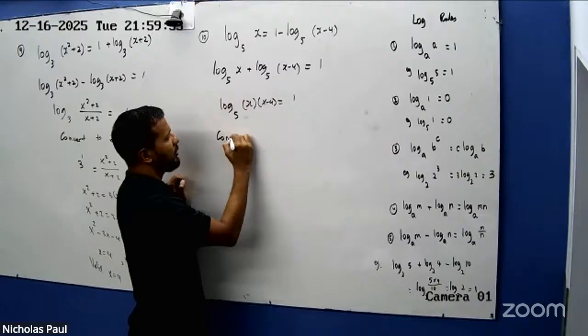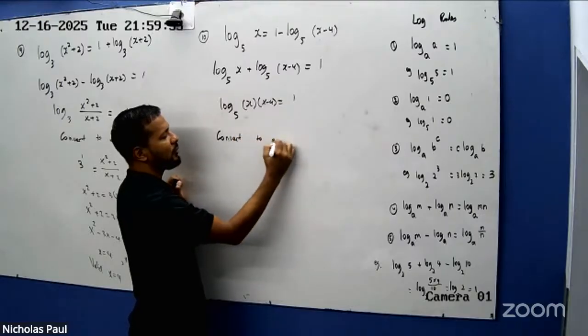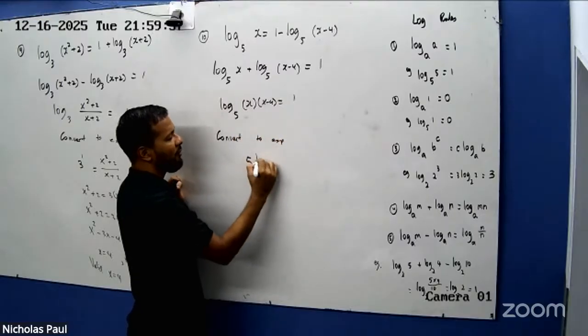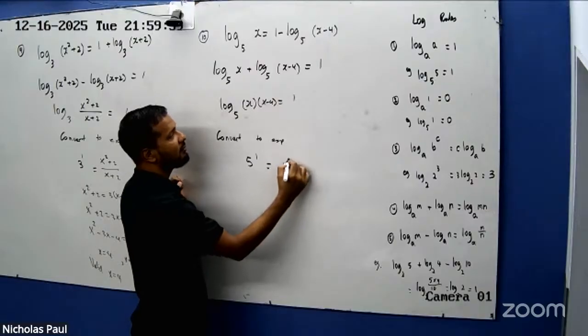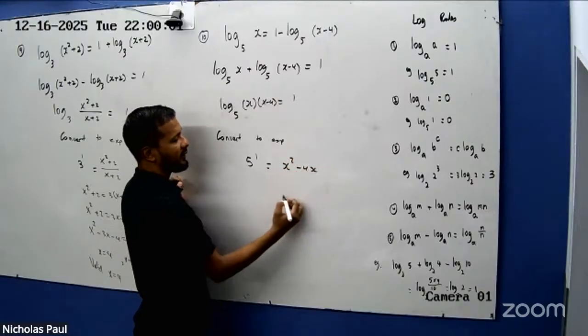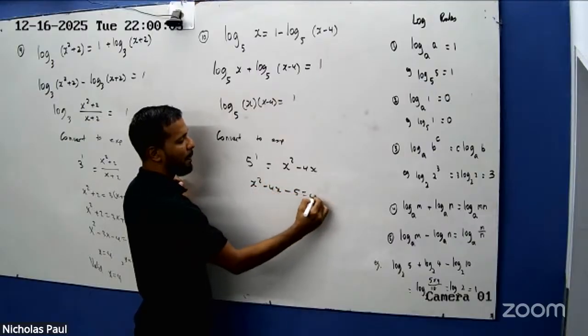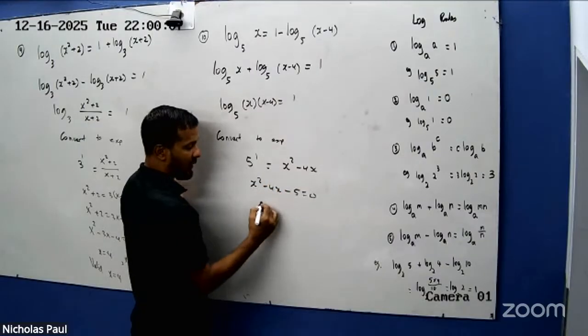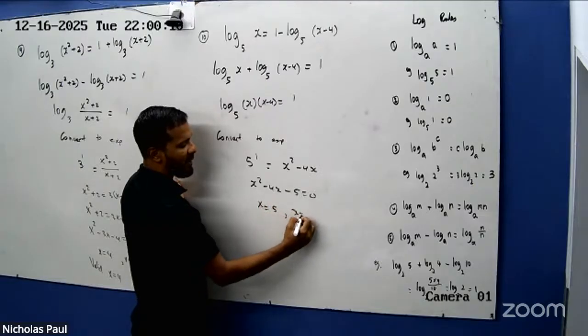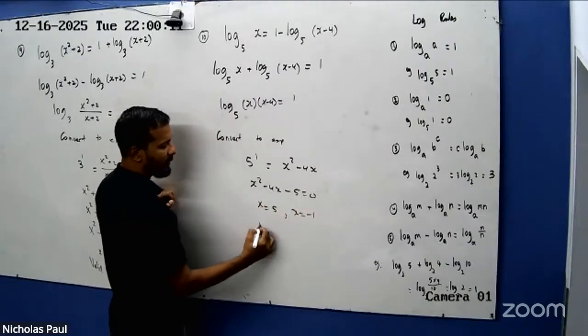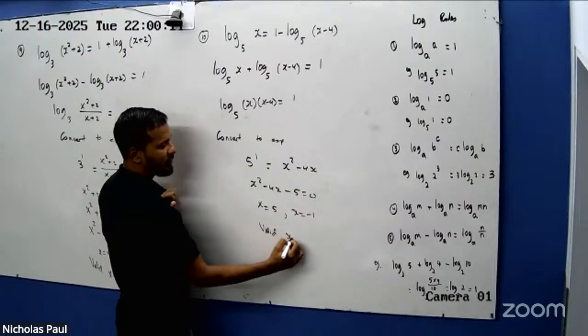Then we do the usual thing, convert to exponential form. 5 to the 1 is equal to x squared minus 4x. Write everything on one side. I'll bring everything here, right? I'll get a quadratic, so I'll get 5 and minus 1. So the only valid solution is x is 5.